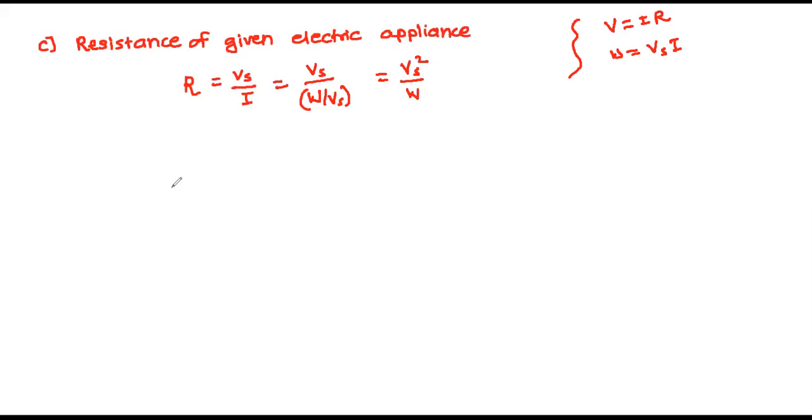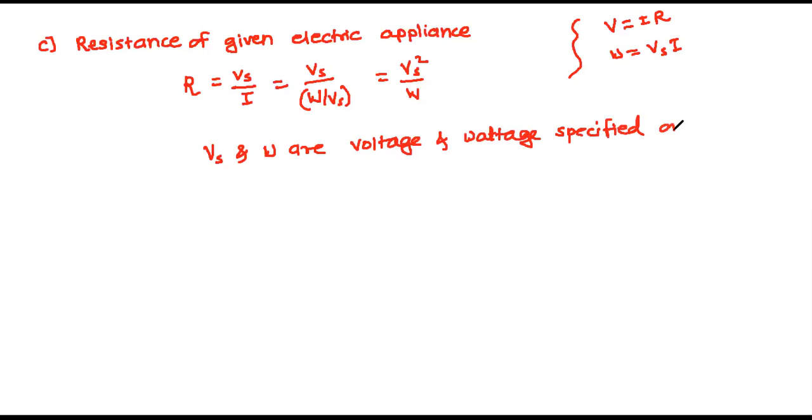Yes, Vs square by W. So here Vs and W are the voltage and wattage specified on the appliance.